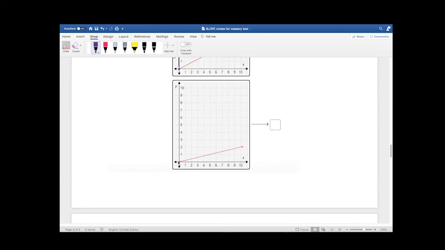This one, again, start at the origin. And as I go along, it looks like it hits right here at 5, 1. So my rise is 1, run is 5. 1/5 would be my slope, rise over run.